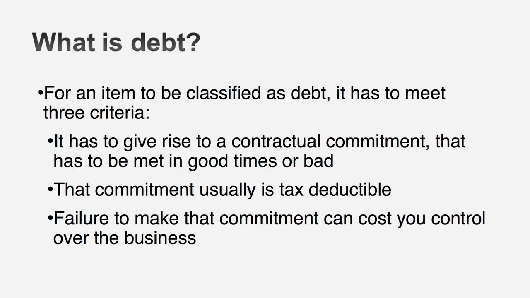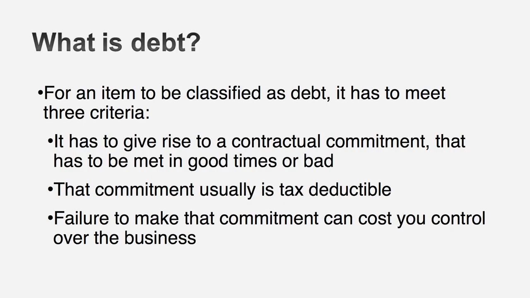So let's start with the basic question. What exactly is debt? The answer seems simple, right? Just look on the balance sheet. It's whatever the accountant calls debt, if it were only that simple. So let me give you the three criteria that I use to categorize something as debt. Here's the first one. Debt gives rise to contractual commitments. Commitments you got to meet in good times and commitments you got to make in bad times.